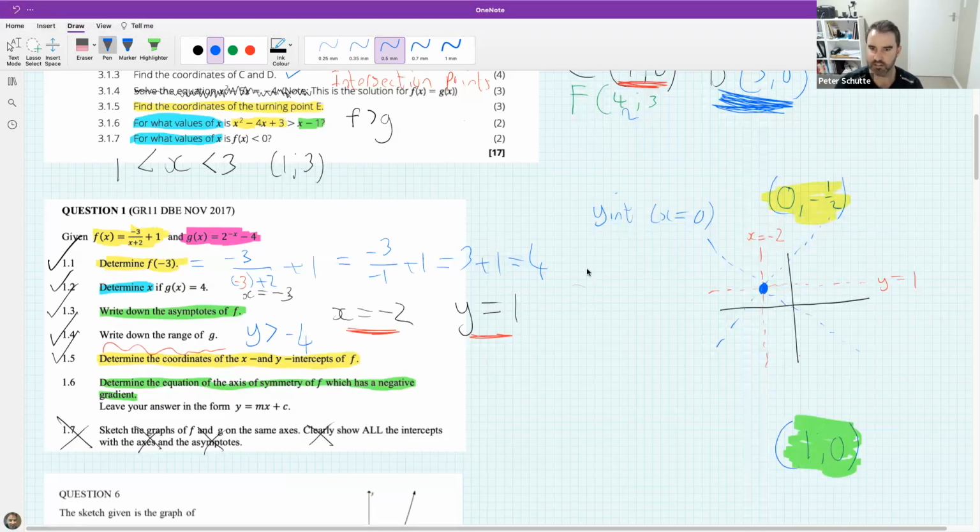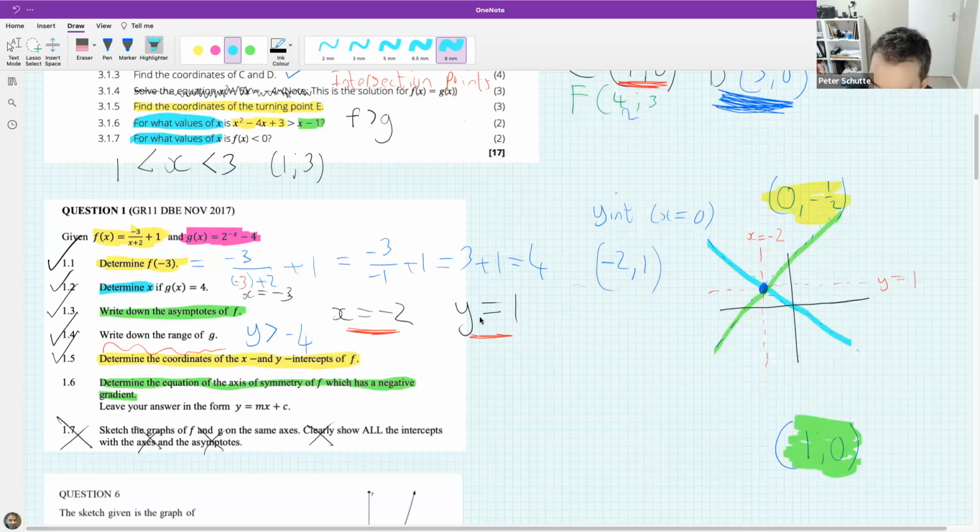Well, it's in line with x is -2. You're quite right. And it's in line with y is 1. So the coordinate for that is going to be -2, 1. Now, there are two axes of symmetry. There is, I'll call it the green one, and there's also going to be a blue one. Which one do you think I want for this question? It says the one that has a negative gradient. So do you think I want to find the blue one's equation, or the green one? Okay, because the blue one is the one that has a negative gradient.